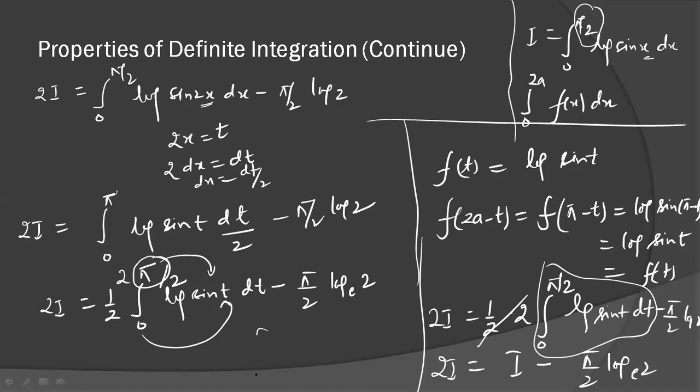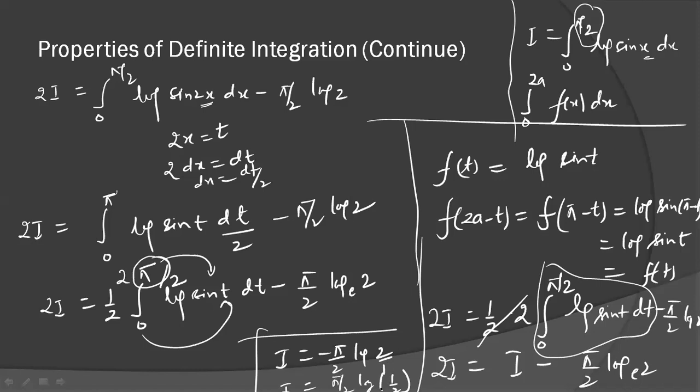So take 2I to the left side. It will be I equal to minus π/2 log 2. If you put the minus sign inside, then minus log m over n is equal to log n over m, so it is log 1/2. So this is the value of the integration. It's a very useful result.